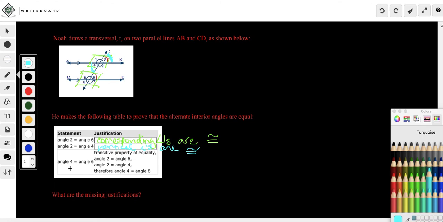Then the last one they gave you, they used the transitive property of equality, or you could use substitution, to say because angle 2 equals angle 6 and angle 2 also equals angle 4, well, we know that angle 2 equals each other. So because it equals 6 and 4, then angle 6 must be congruent to angle 4. And they kind of just write that out. If you were just doing the justification for this one, you could just write transitive property of equality or substitution property. Okay, let's go on to another question.